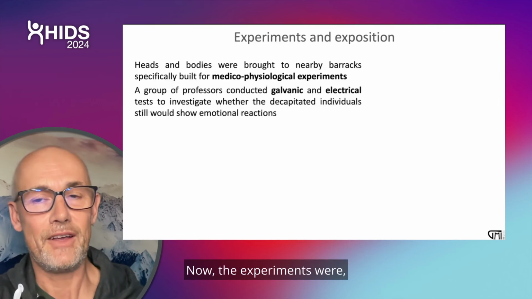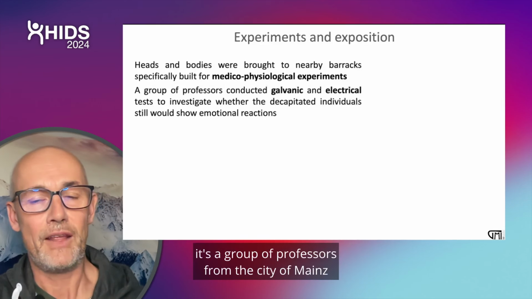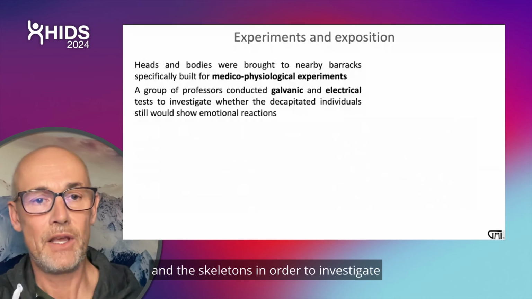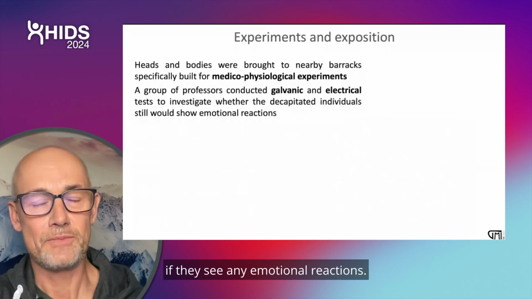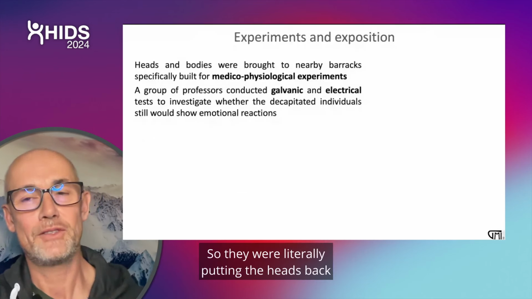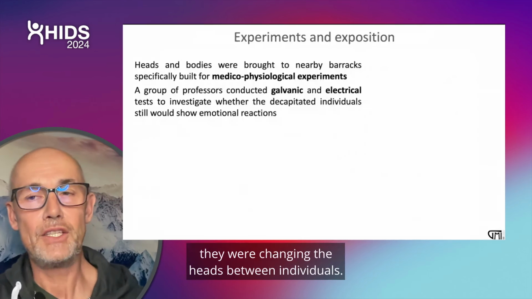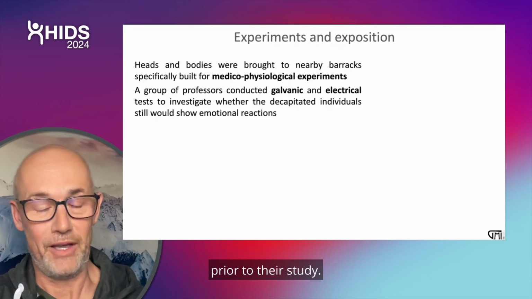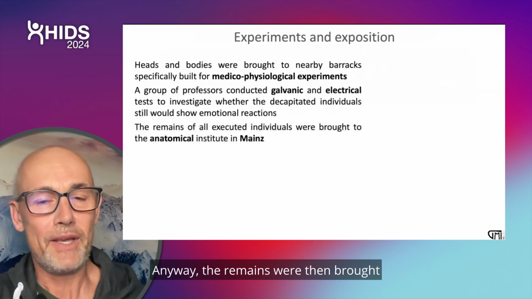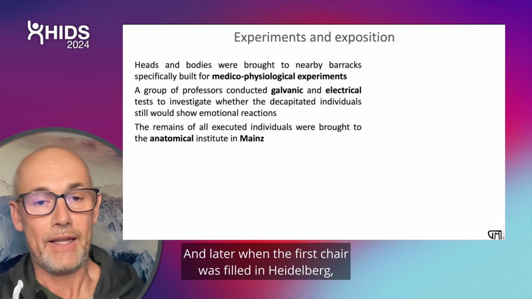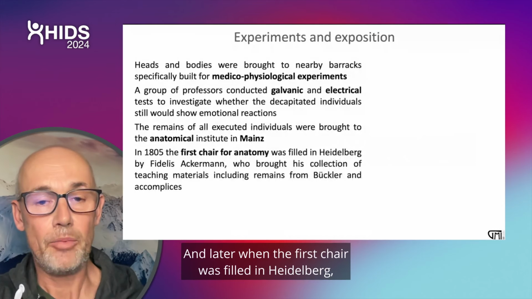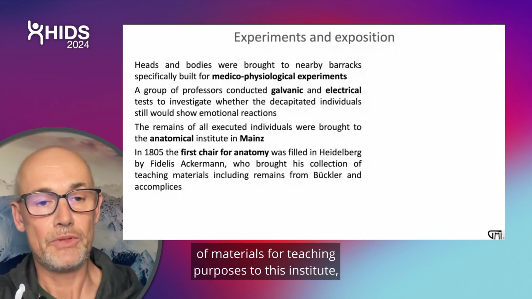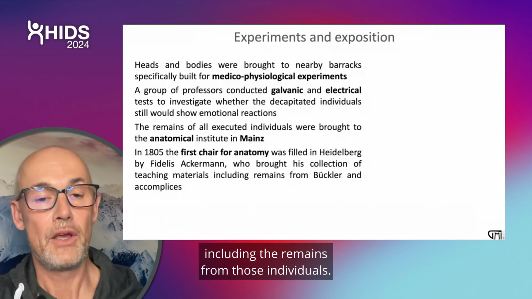Now the experiments were conducted by a group of professors from the city of Mainz, and they were conducting galvanic and electrical experiments on the heads and the skeletons in order to investigate if they see any emotional reactions. So they were literally putting the heads back to the skeletons, and even more so, they were changing the heads between individuals. I wonder if they got an ethical commission looking at this prior to their study. Anyway, the remains were then brought to the Anatomical Institute in Mainz, and later, when the first chair was filled in Heidelberg, Fidelis Ackermann, he brought the collection of materials for teaching purposes to this institute, including the remains from those individuals.